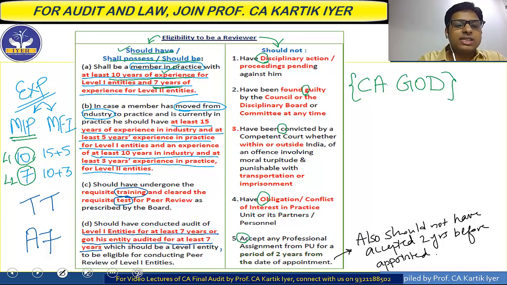Second, they have said here, let's see this, in case a member has moved from industry, MFI, to practice and is currently in practice, he should have at least 15 years of experience in the industry. So let's say a person moves from industry to practice. So industry experience should also be counted. It is a good experience then. So they have said, see, industry will need 15 years of experience minimum. At least 15 years of experience in the industry and at least 5 years of experience in practice for level 1 entities.